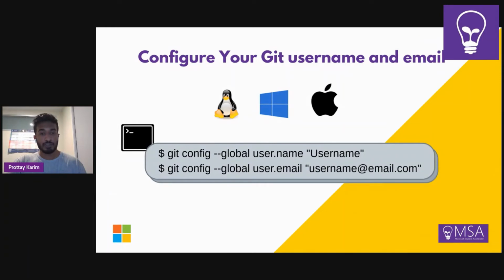Finally, once it's all done, open up your terminal and configure your username and email. This is required for the next steps of this workshop. These commands are quite simple. It's right there on the screen. Remember to use your GitHub username and the email you use to sign up to GitHub. Once this is done, your system is all set up for using Git.